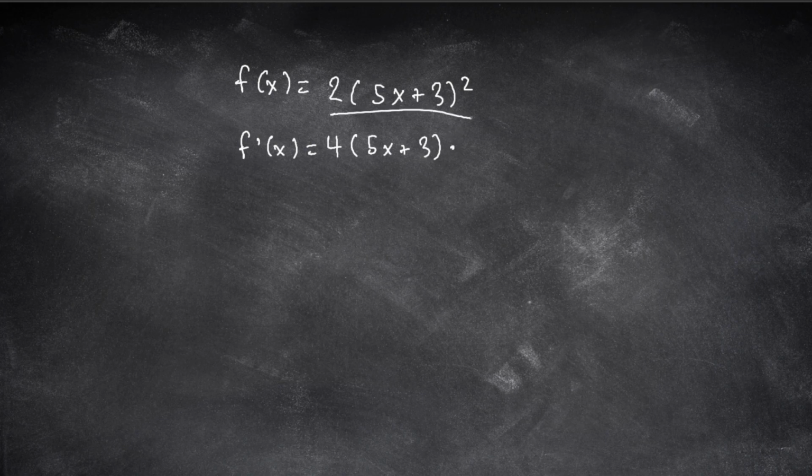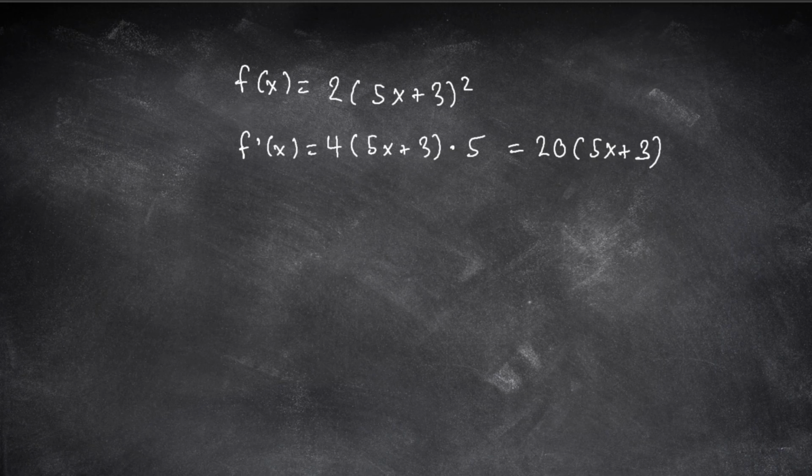So we took the derivative of the outside, and now we need the chain inside, which is inside the parentheses. The derivative of 5x plus 3 is 5, and the derivative of 3 is 0. So 5 plus 0 is just 5. So you can simplify this down to 20 times 5x plus 3. Okay, so that's our general form for the derivative of f of x on this one.